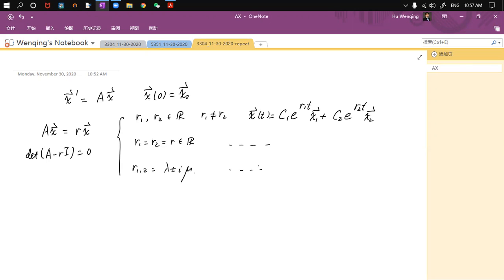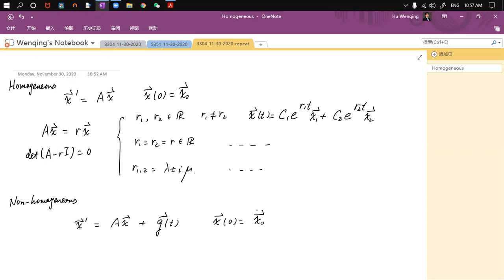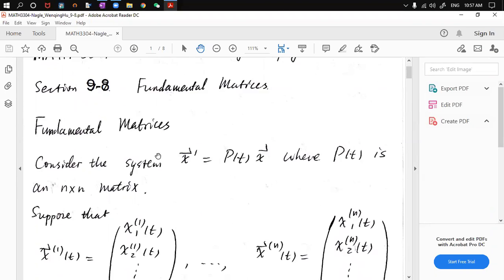Now this kind of equation is homogeneous, and we would like to consider from now on the non-homogeneous equations. That means the equation is x prime is equal to A x plus some non-homogeneous vector g of t, such that x(0) is equal to x0. In order to consider the non-homogeneous equations, we would first like to consider the so-called fundamental matrices.